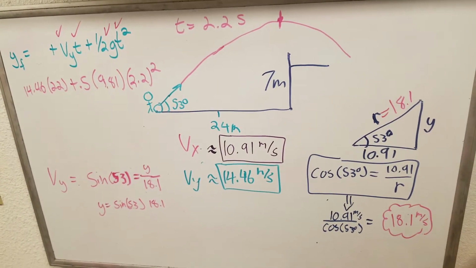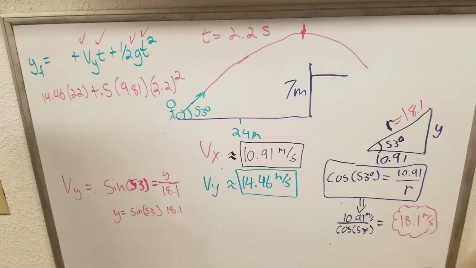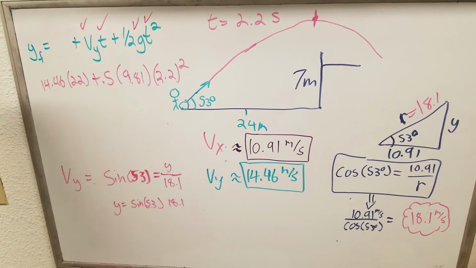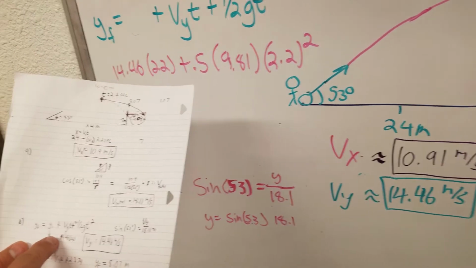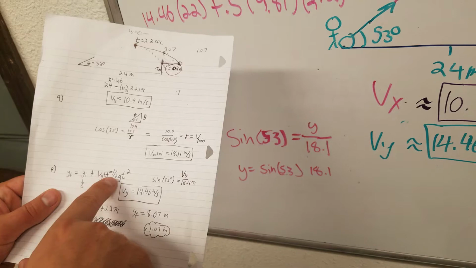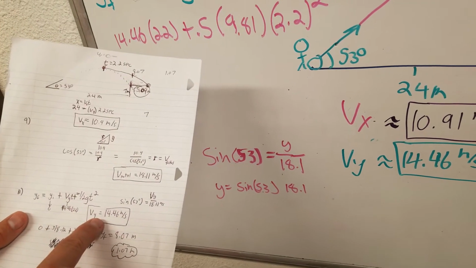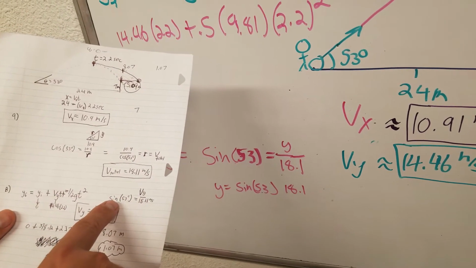Okay, let's look real fast. We got our initial velocity. We got our time. See, even when I get at practice, we make mistakes sometimes. Initial velocity, got our time, got our velocity, plugged it in.